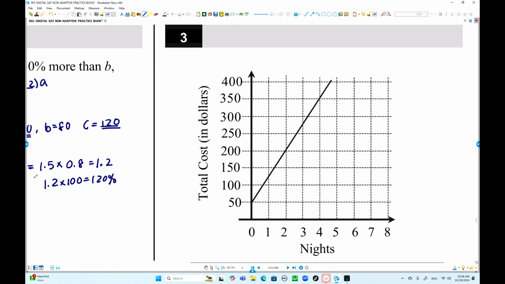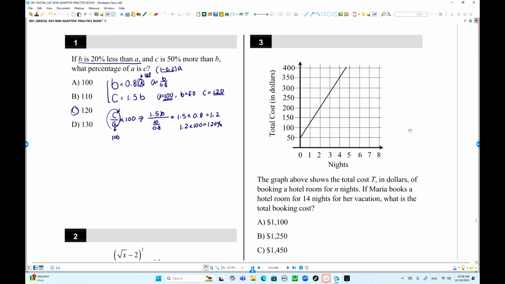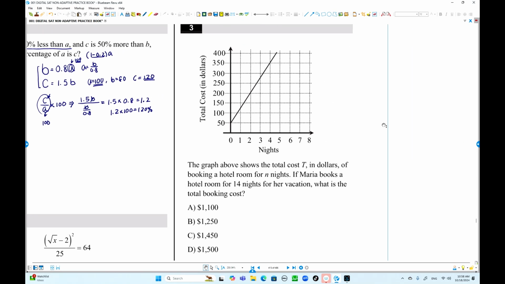There's number 3. B. Okay, that's enough. This graph shows the total cost T, in dollars, of booking a hotel room for N nights. So Maria books a hotel room for 14 nights. 14 nights over here, right? So this continues.